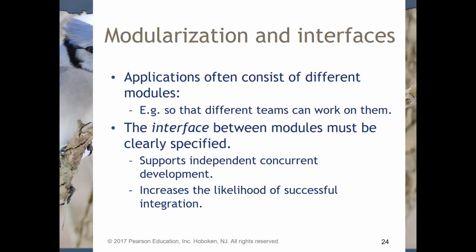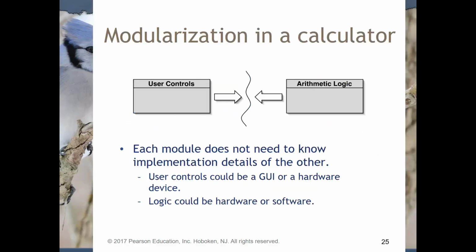Modularization in interfaces consists of different modules. The interface between modules must be clearly specified. All right? So in other words, your contract, or how they go between each other, needs to be very clear and concise, well documented, well understood, because if you've done that, the likelihood of a successful integration later is better. Two developers can work independently with what are called stub code until the actual code is ready. This is a key concept in development, but only works if your contracts or the interfaces are actually well defined.